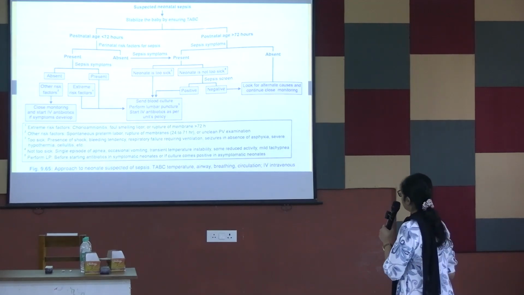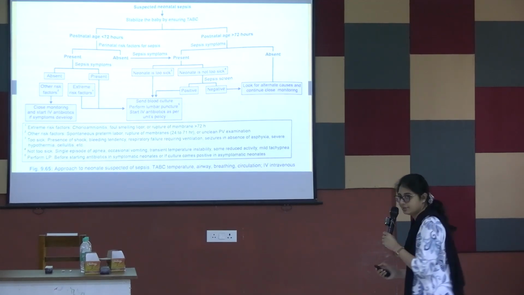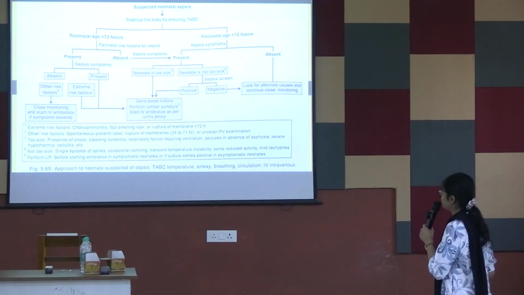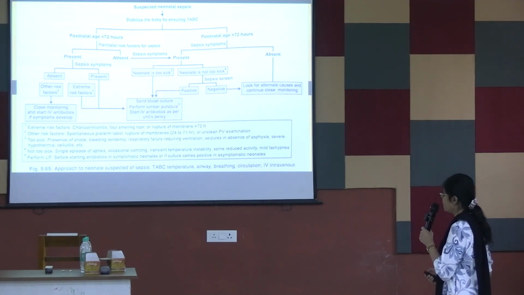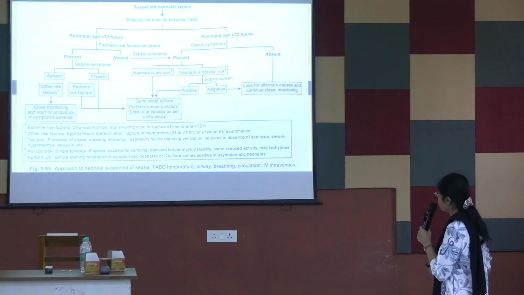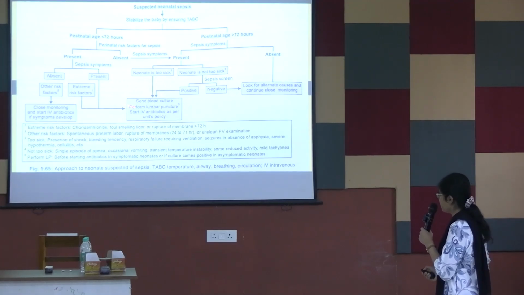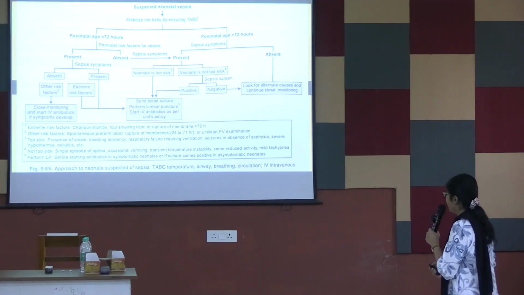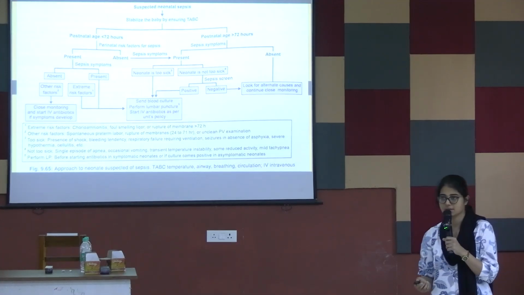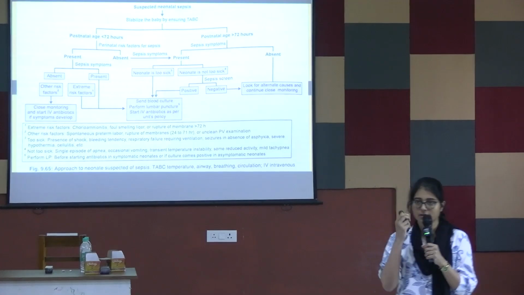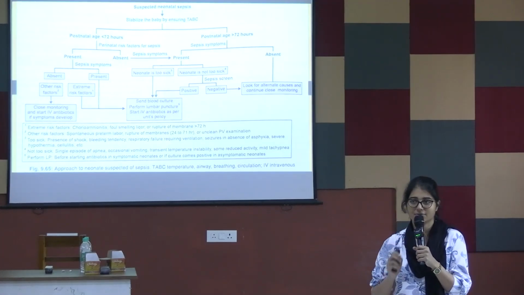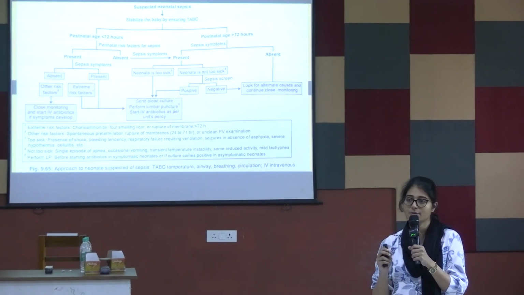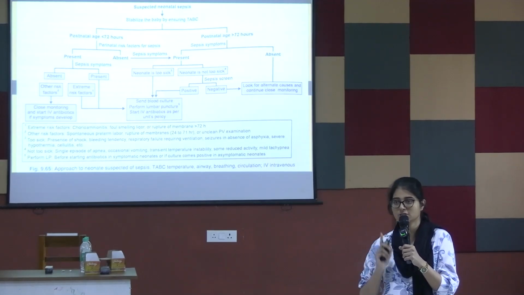Now, if the postnatal age is more than 72 hours, we will look for the symptoms again. If the newborn is very sick, same thing: send blood culture and start IV antibiotics. And if the neonate is not too sick, we send sepsis screen. If it is positive, same thing, blood culture and IV antibiotics. And if it is negative, we will look for other causes. Just to simplify, if the baby is too sick, just draw a blood culture and start IV antibiotics. Now, when to do lumbar puncture, I will be discussing in the subsequent slides.